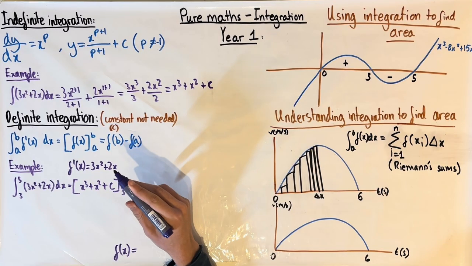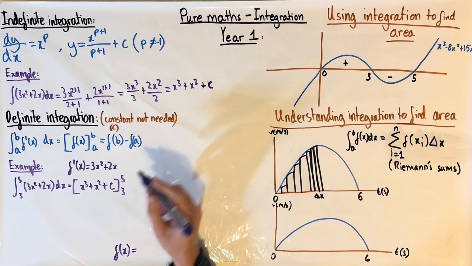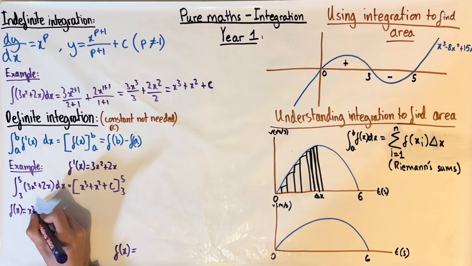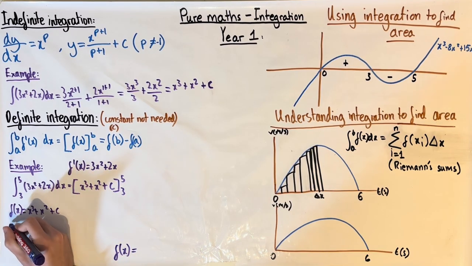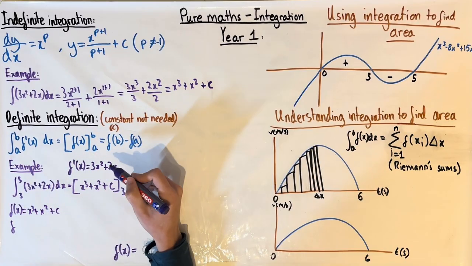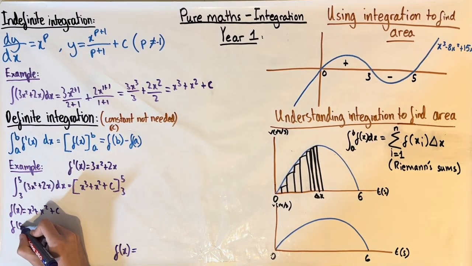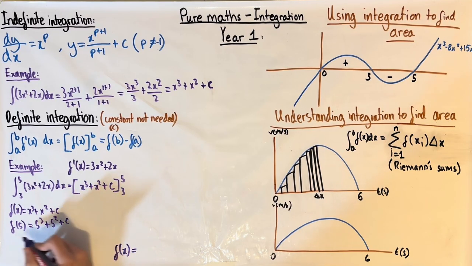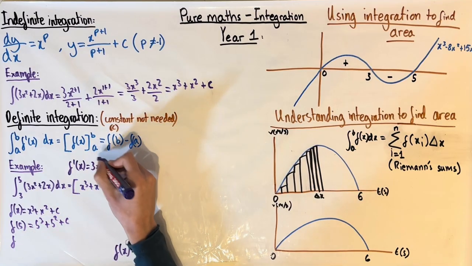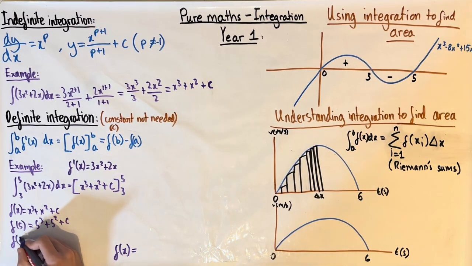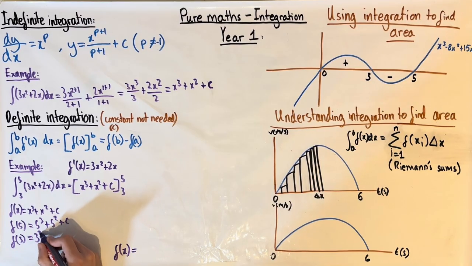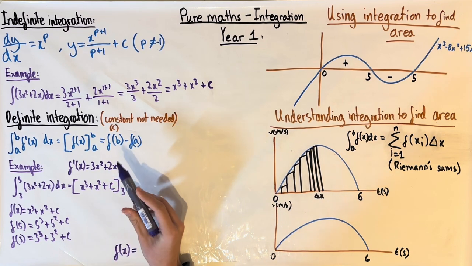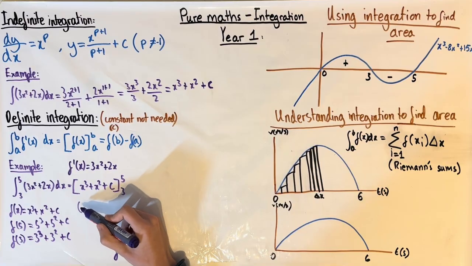Now let's do f of b minus f of a. So we know that f of x equals x cubed plus x squared plus c. When we're doing f of b minus f of a, we substitute in b, so that's 5, so f of 5 equals 5 cubed plus 5 squared plus c, and then f of a is going to be 3, so f of 3 equals 3 cubed plus 3 squared plus c.